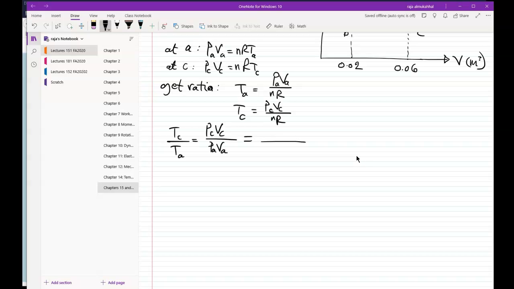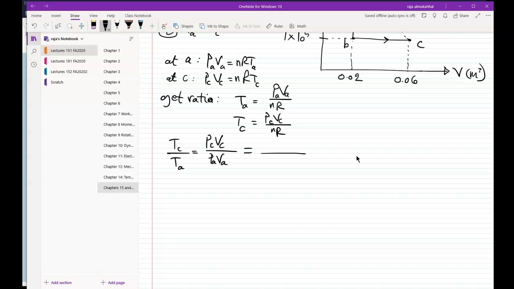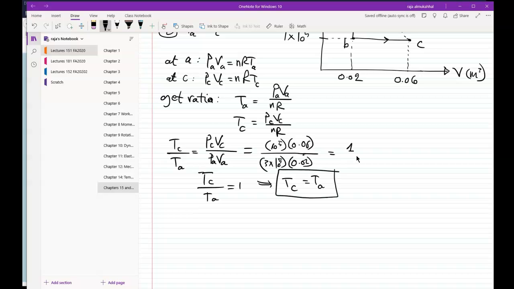So P sub C here, again, I'm looking at the diagram, it is 10 to the 5th, times 0.06, divided by 3 times 10 to the 5th times 0.02. And when you calculate that, I get 1. Isn't that interesting? What does that mean? So T sub C over T sub A is equal to 1. What does that mean? It means that the temperature at C and A are the same.